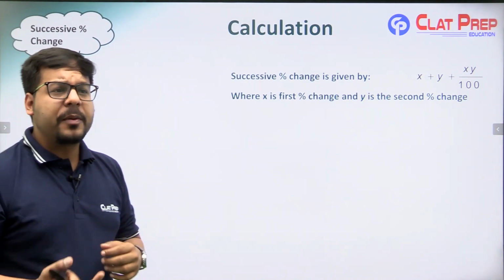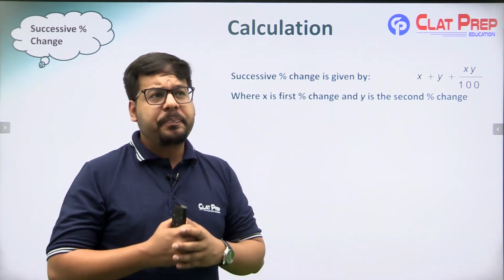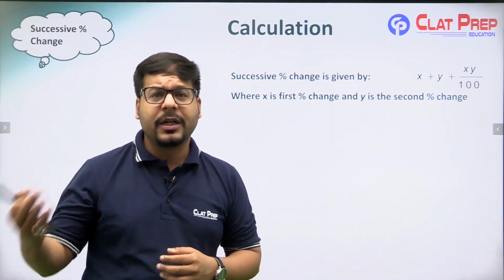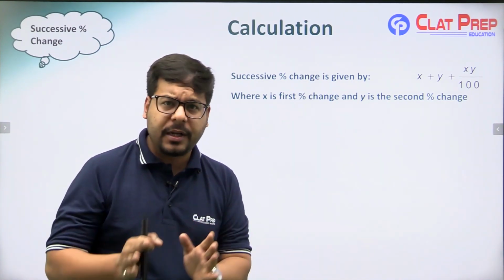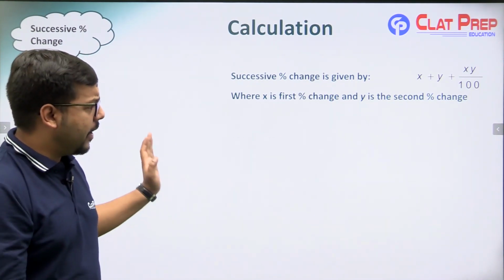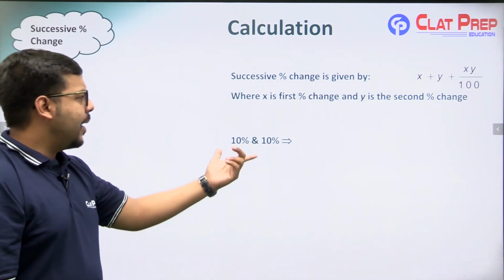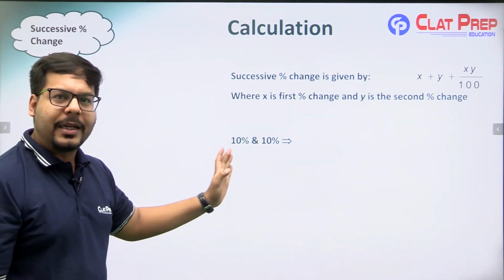Okay, now a lot of you might be thinking, what will happen if there are more than two changes? I'll come to that point a little bit later. First let's try to solve it with this formula. So I increase the number twice successively with 10%.